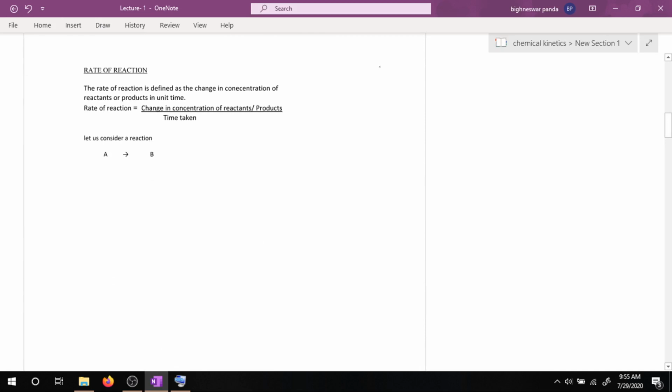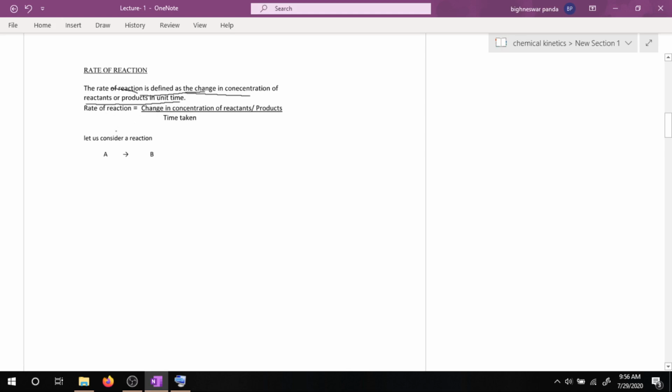So what is chemical kinetics? Chemical kinetics is the main branch of physical chemistry which deals with the study of rate of reaction as well as determining the mechanism of a chemical reaction. So what is rate of reaction? The rate of reaction may be defined as the change in concentration of reactant or product per unit time. The change in concentration of any of the reactant or product per unit time is called rate of reaction. So here the rate of reaction is equal to change in concentration of reactant or product per time taken.